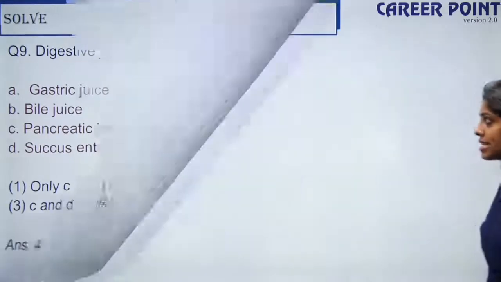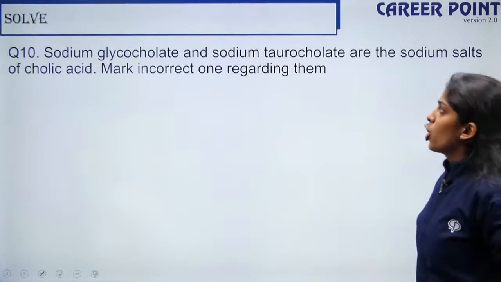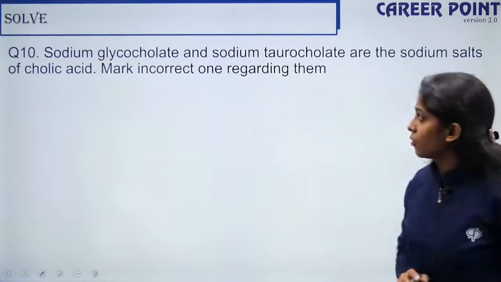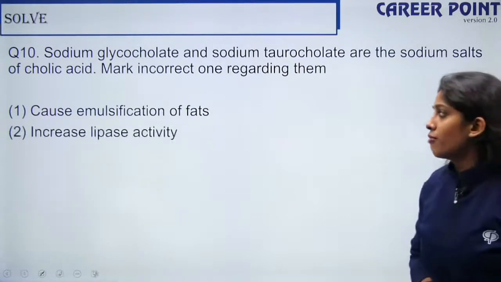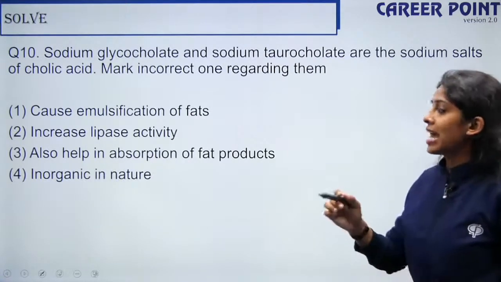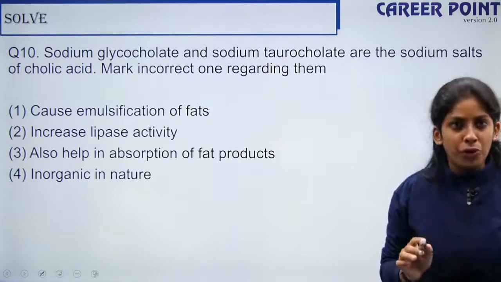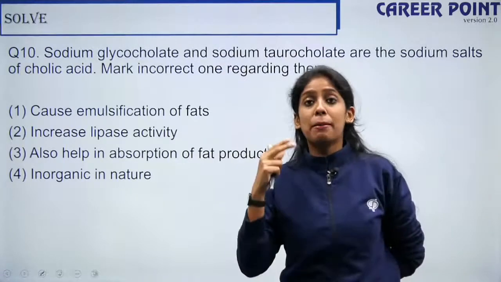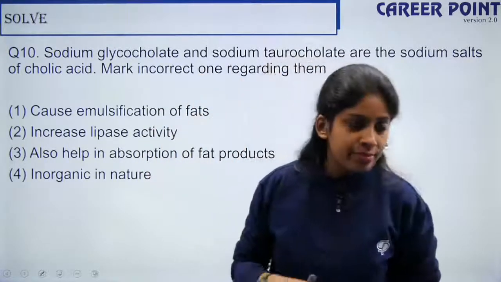Okay? So question 10, here we go, the last question in digestion. Sodium glycocholate and sodium taurocholate are the sodium salts of cholic acid. Mark the incorrect one regarding them: they cause emulsification of fat, increase lipase activity, help in the absorption of fat products, inorganic in nature. Sodium glycocholate and sodium taurocholate are the bile salts. Bile consists of bile salts, bile pigments, cholesterol and no enzyme. So these two are the bile salts.